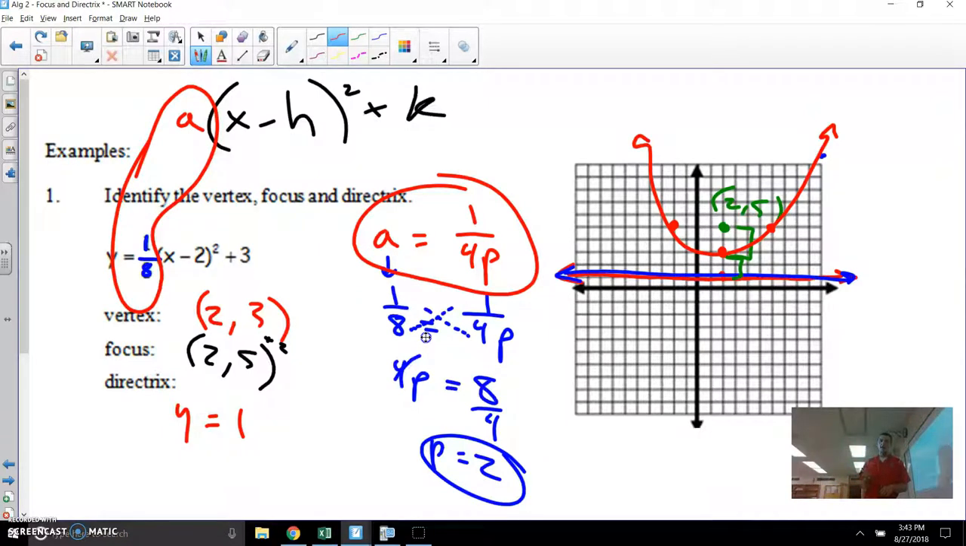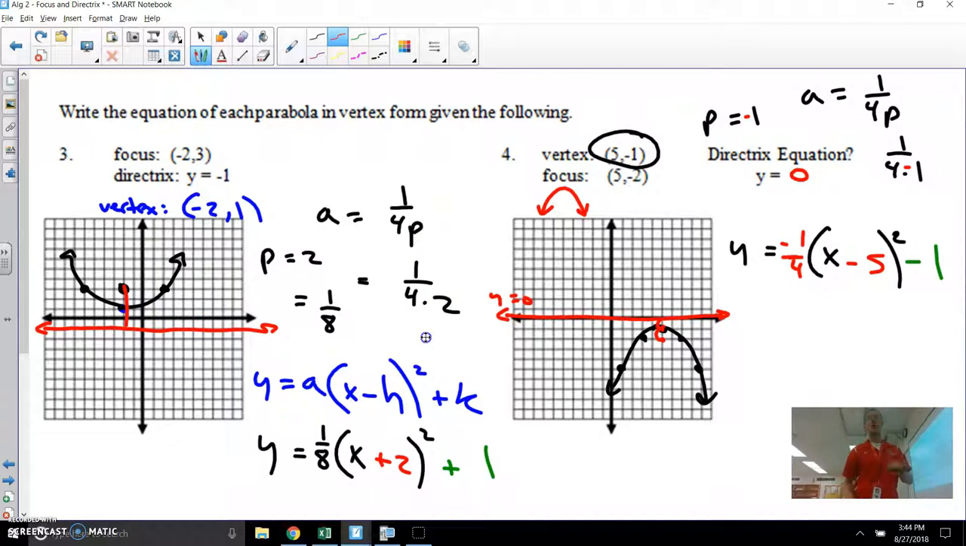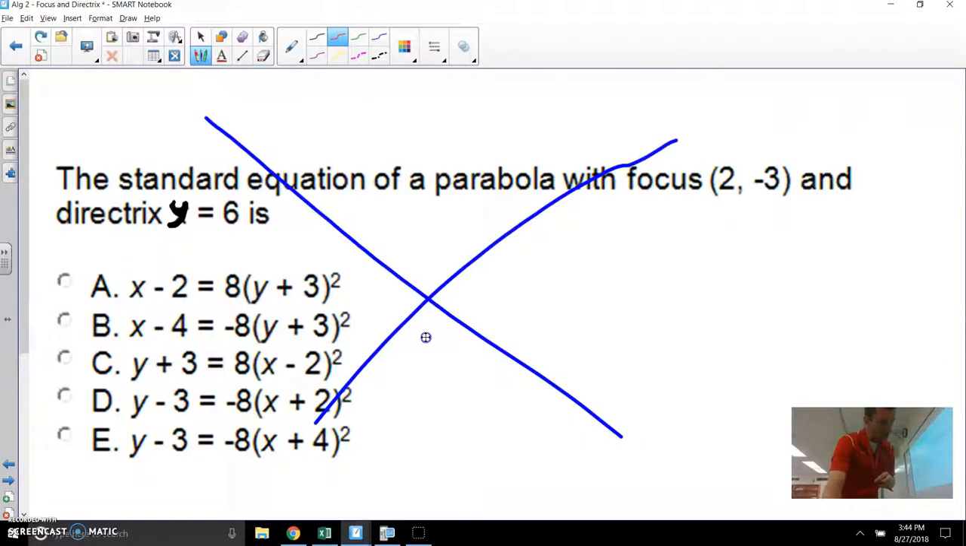So we practiced today how to identify where the focus would be and where the directrix would be, starting at the vertex, using that a value with the formula to figure out p's distance and then going from there. Or sometimes you're given the focus and the directrix and you have to find that point in the middle called the vertex and then use that to build your vertex form. So everything's kind of running together.